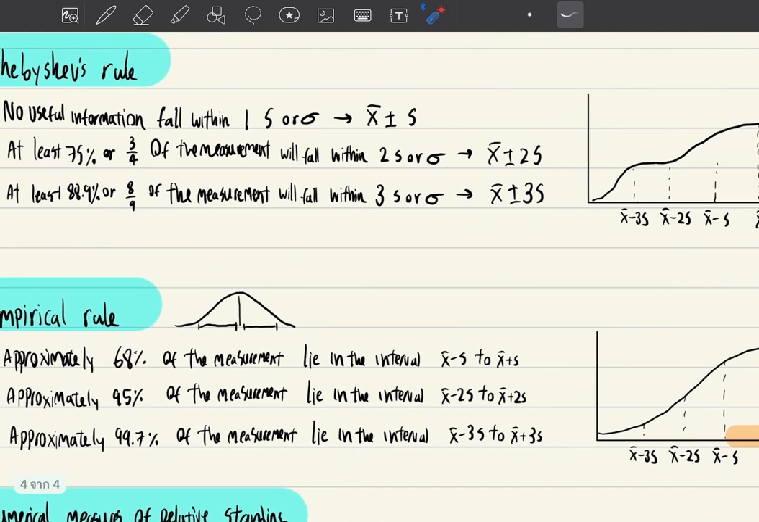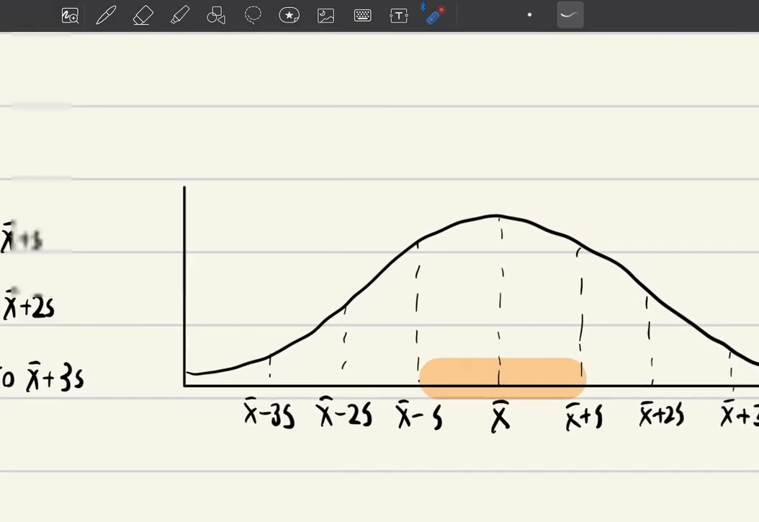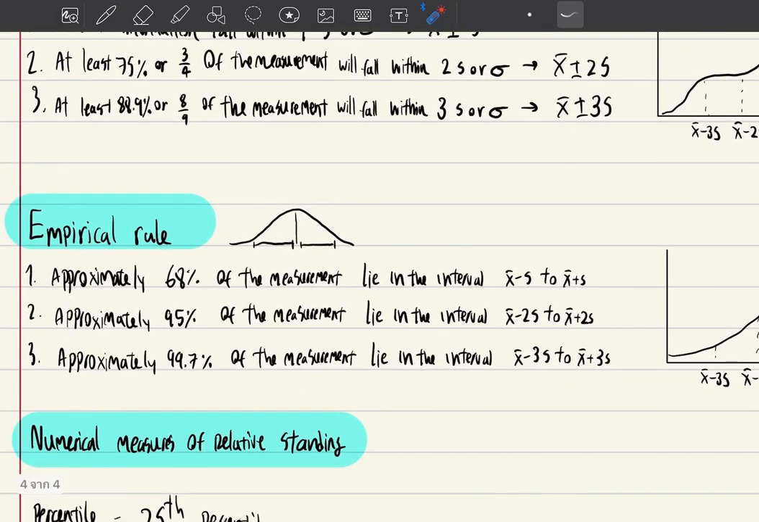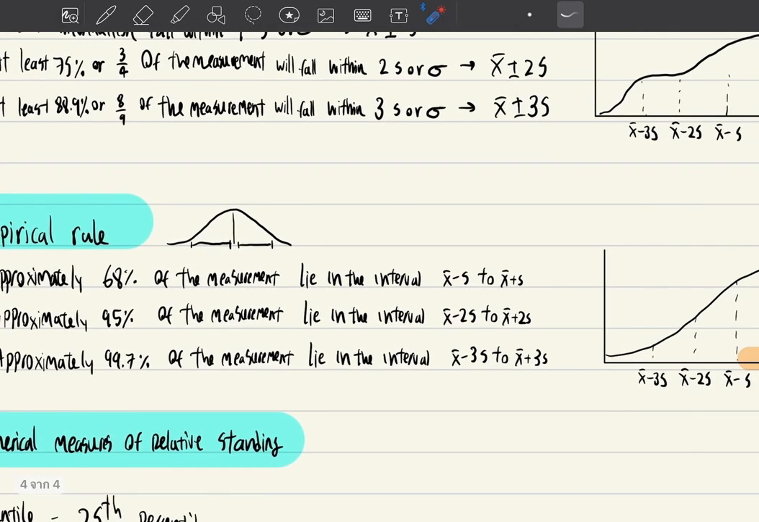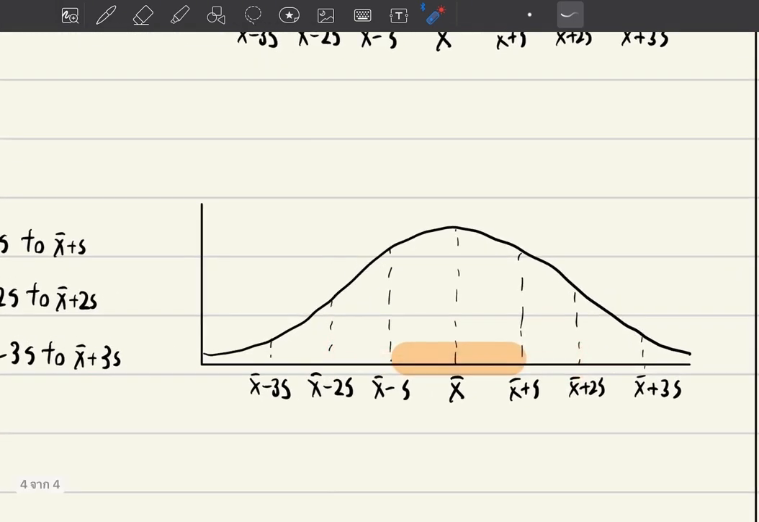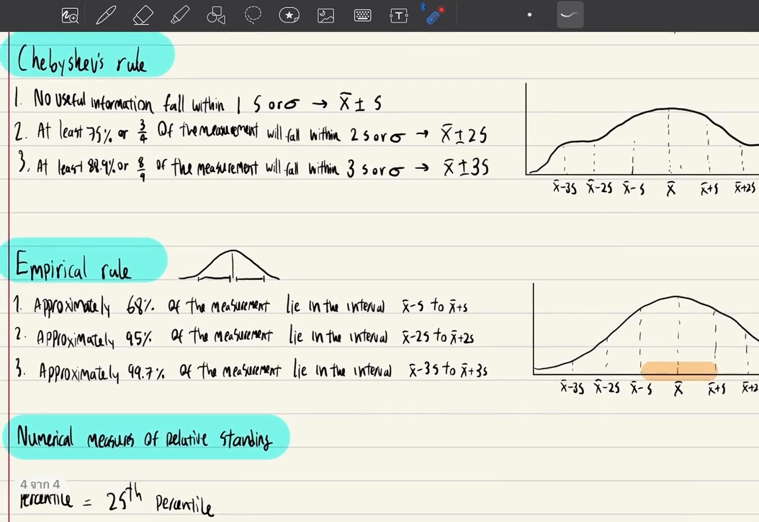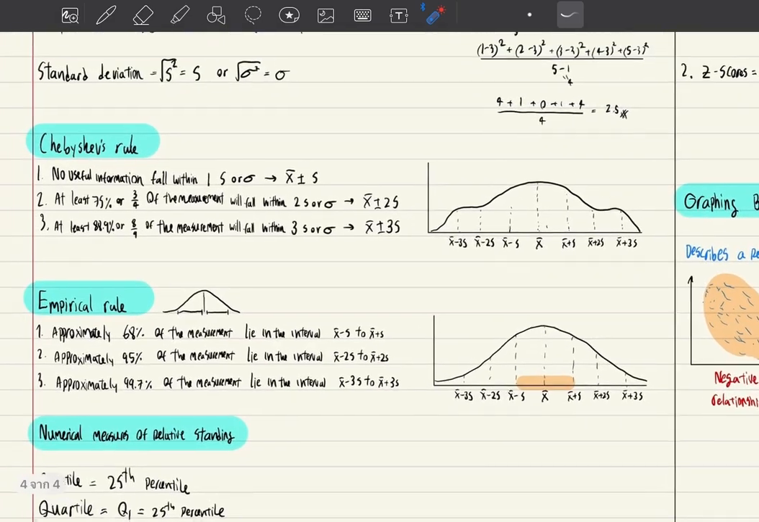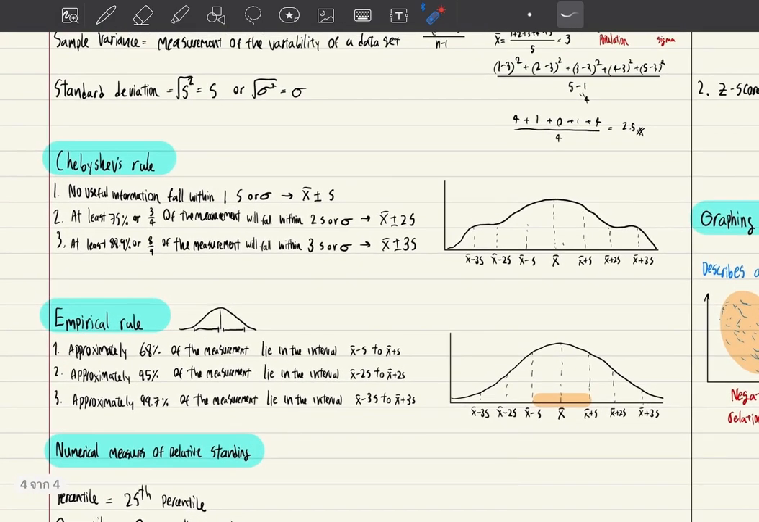68% of the measurements lie within the interval of one standard deviation, and 95% of the measurements lie within two standard deviations, which is over here, and 99.7% of the measurements lie within three standard deviations, which is here. So it's kind of similar to Chebyshev's, but it's applied to a different kind of graph.